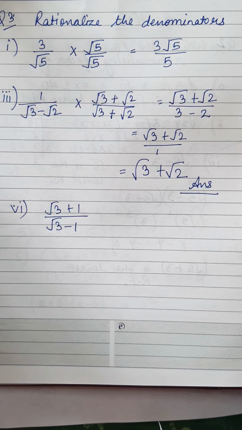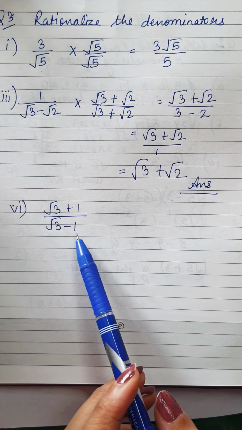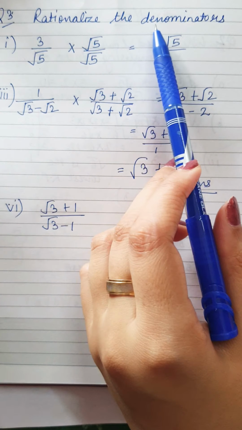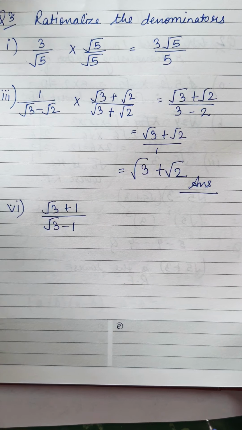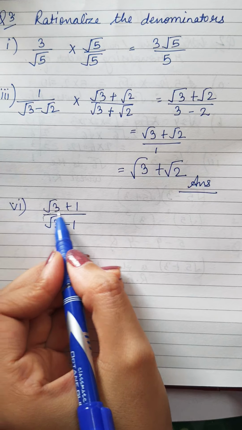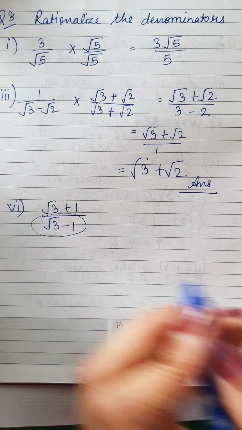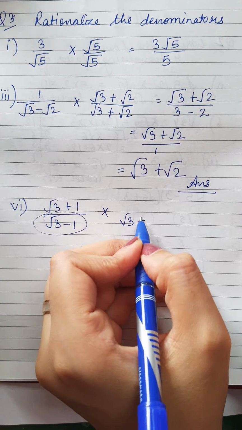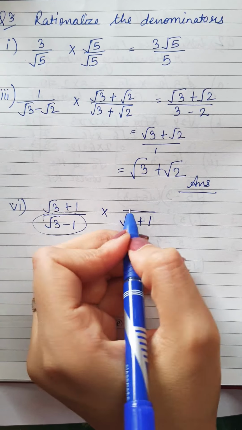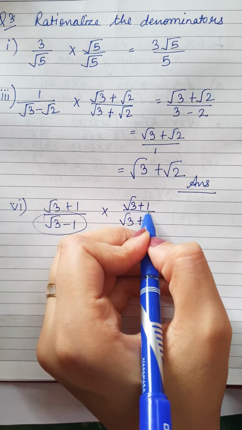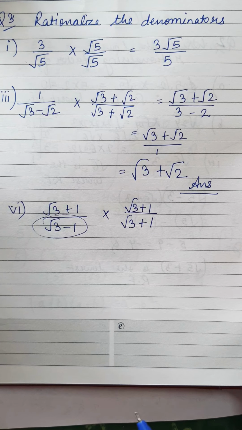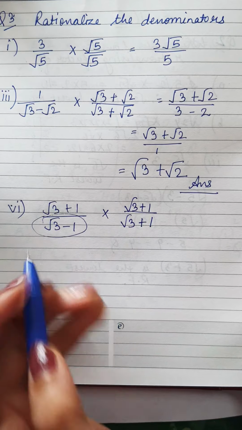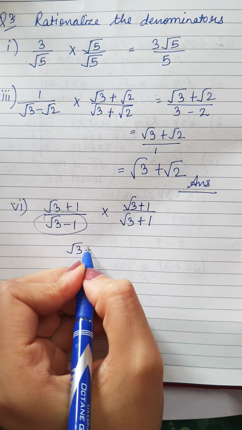Next part, root 3 plus 1 upon root 3 minus 1. Keep in mind, we have to rationalize only the denominator, not the numerator. So we will focus only here. According to this a minus b, I need to write a plus b. Whatever I am writing here, I have to copy down exactly the same. And then simply multiply. Root 3 plus 1 times root 3 plus 1 will become root 3 plus 1 whole square.